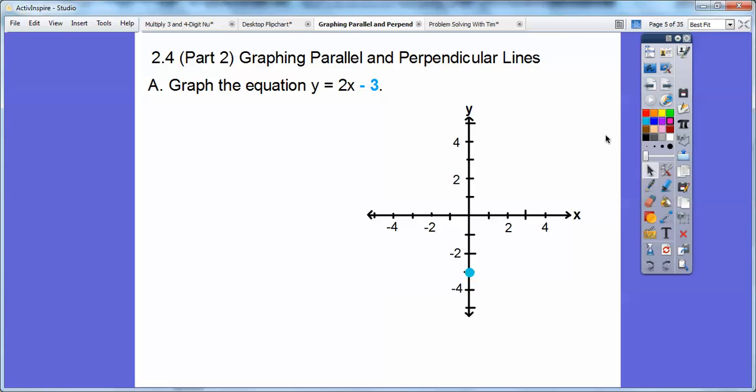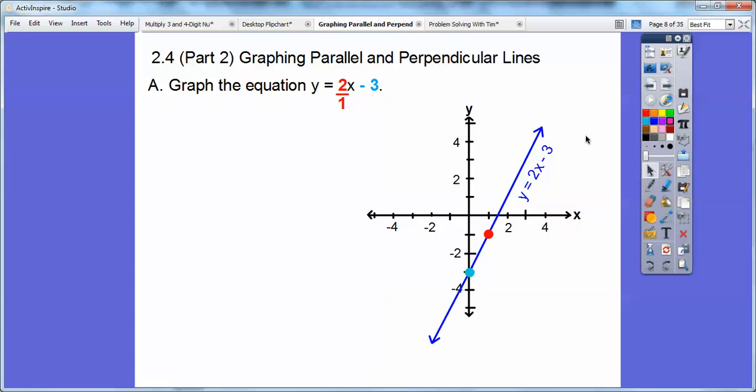Then we're going to use this slope right here. This slope is 2 over 1. That means I am going to go up 2 to the right 1. So here I went up 1, 2, and then to the right 1, and I made another point right there. I'm going to go ahead and connect those 2 points with a straight line. Notice I put the equation right next to the line.